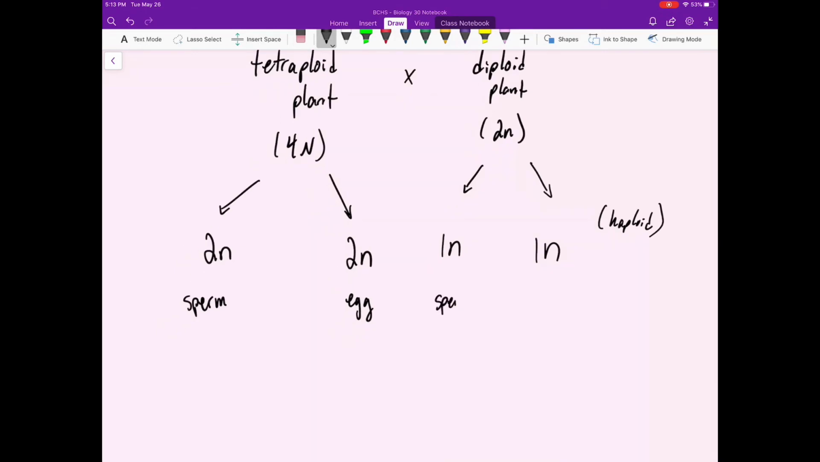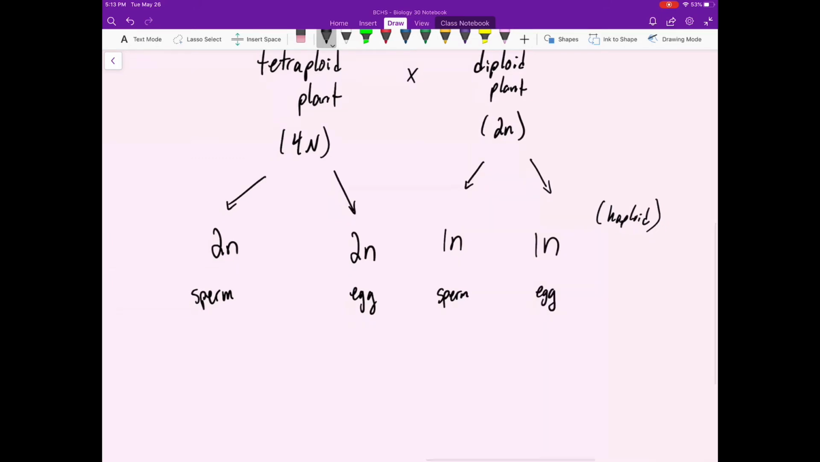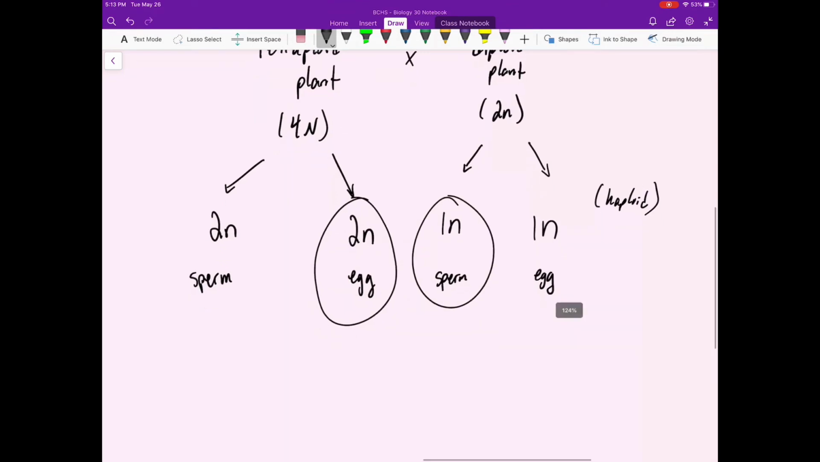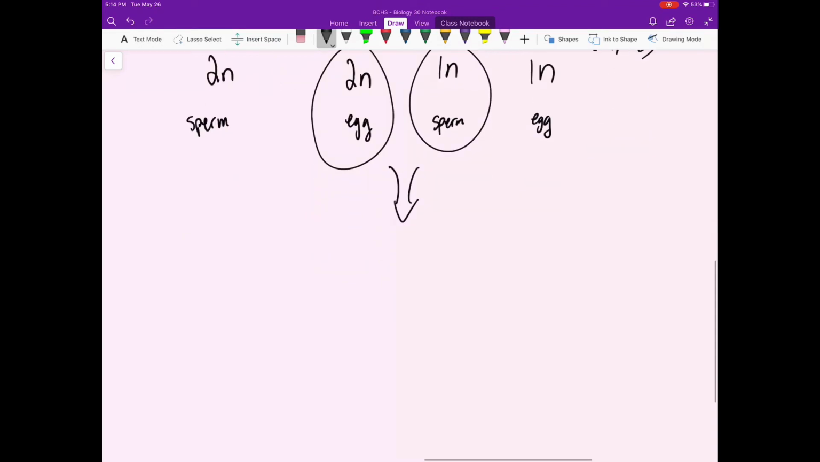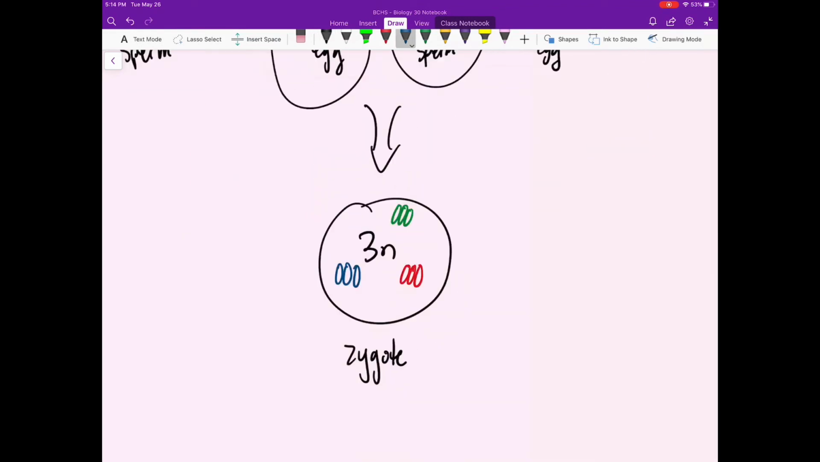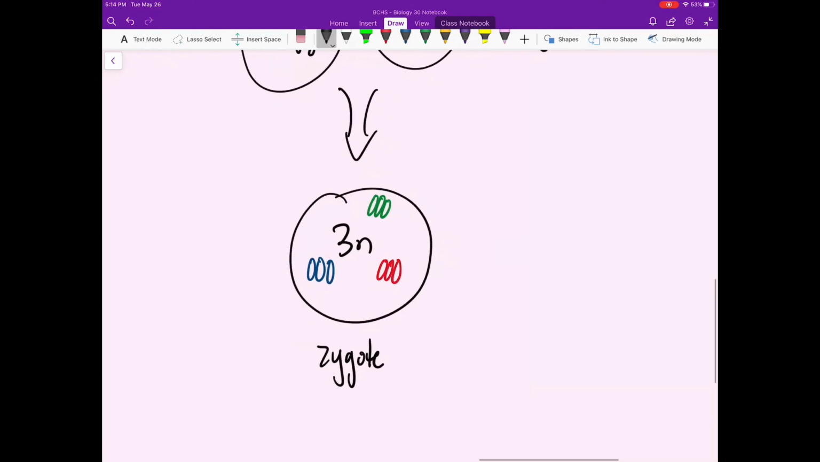So if we made sperm and egg from just the regular one, then we could take a 2n egg and a 1n sperm, and we could combine them into a zygote. And the zygote would end up being 3n. Those plants would grow up to be 3n. What's interesting is that in plants, well, you can call it a zygote, but this can really be a seed.